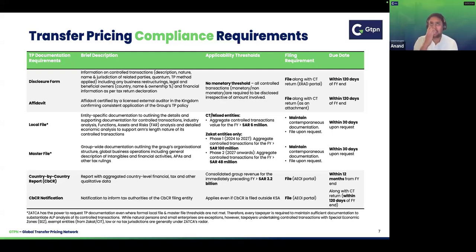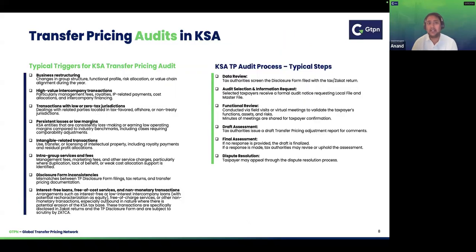I think that helps, because the minimum policy document and minimum understanding of related party transactions is very much required, making sure that your financial statements and your disclosure form, considering there is no threshold for the disclosure form, are all aligned, and then you have proper backup documentation for that. Moving on, next we have a very important topic that we'd like to take up again with Praneeth, transfer pricing audits in KSA. Over to you, Praneeth.